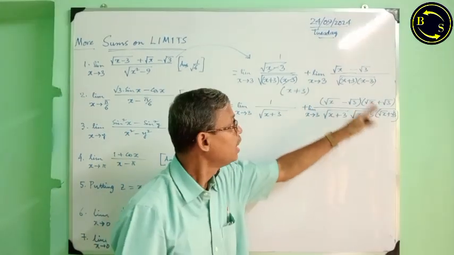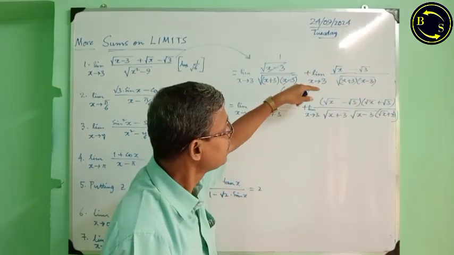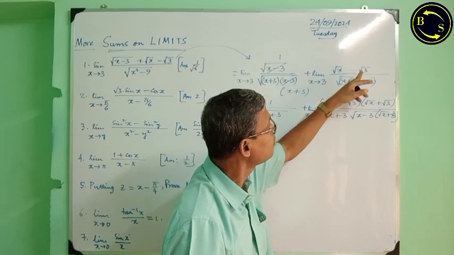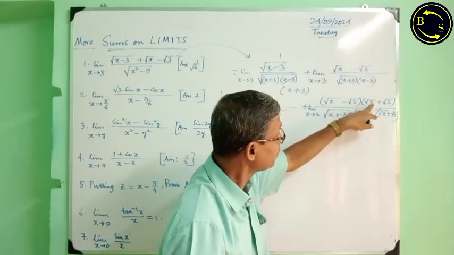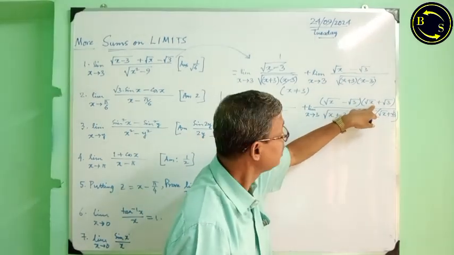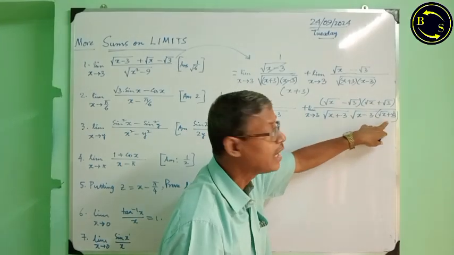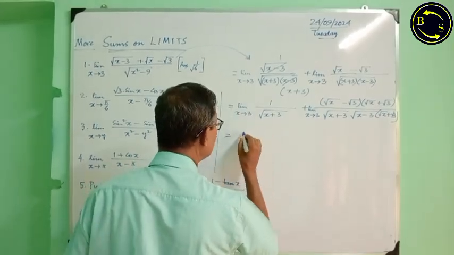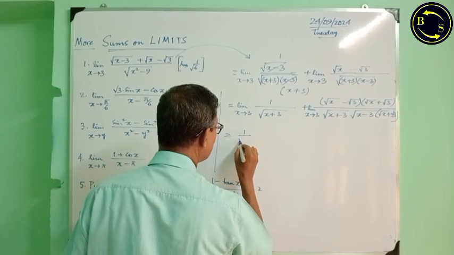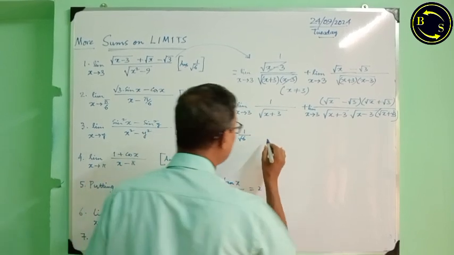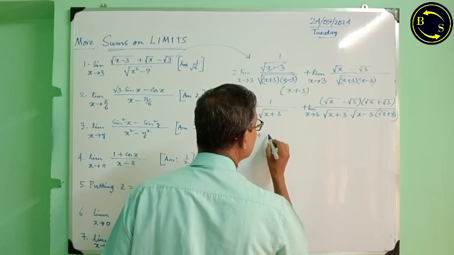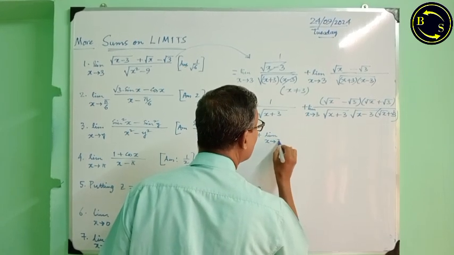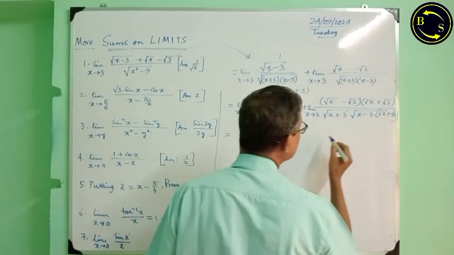Note this step. I have rationalized the numerator by multiplying root x plus root 3. Root x plus root 3 has been multiplied here as well as at the denominator. Now, finally, I put the value. I get 1 by root 6 for this part, and this one product is x minus 3.